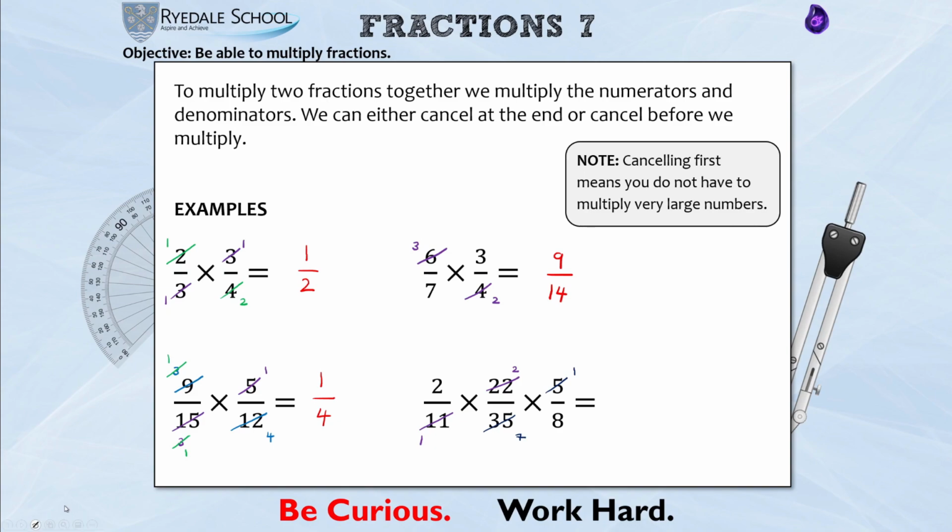So I'm going to cancel the 2 with the 8. That is 1 2, that is 4 2s. And I've still got some further fractions that I can cancel, because I can now cancel this 2 with this 4. So that would be 1, and that would be 2.